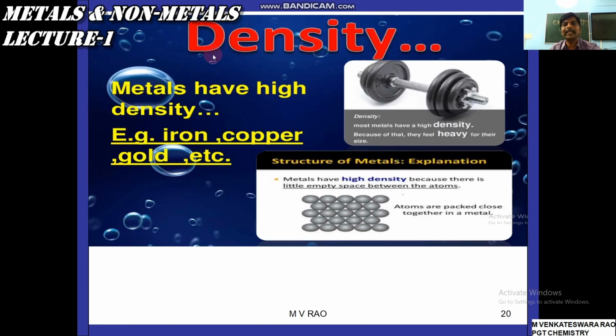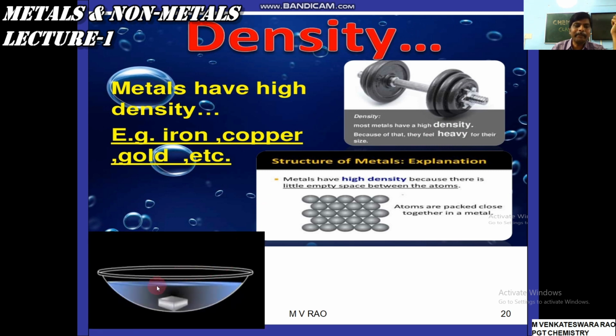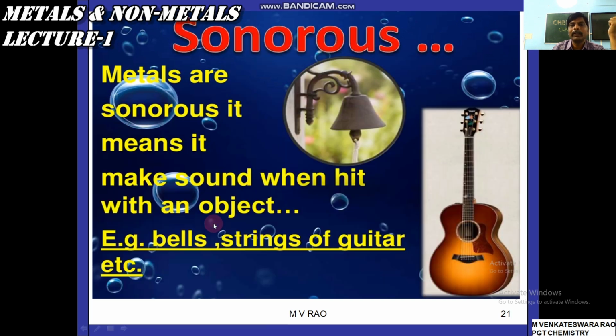Next property is density. Metals have high density. Iron, you can see iron weighs more, copper, gold, etc. For competitive exams, you can remember the metal with the highest density is osmium. So most metals have high density, because of that they feel heavy for their size. If you keep some sodium metal in kerosene, it will settle at the bottom of the kerosene because its density is more.